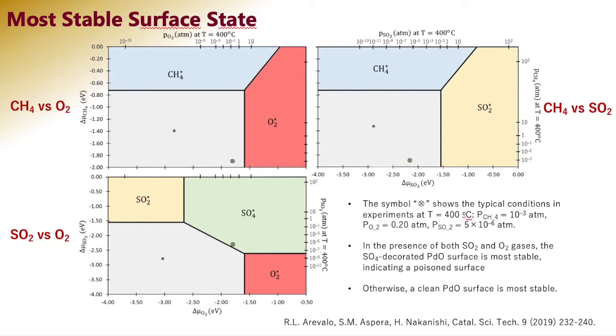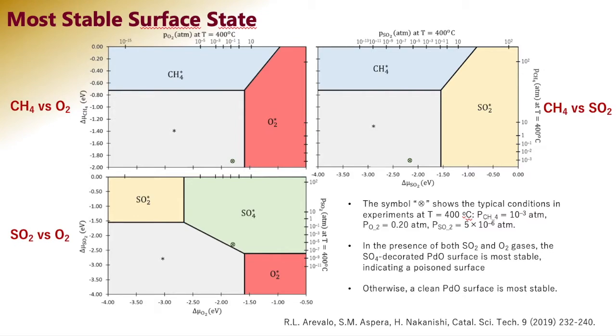Essentially, the figure shows the most stable, that is, the one with the lowest free energy, adsorbed species for a given chemical potential of gas phase molecules. The typical experimental conditions are indicated by the circled X symbol. It can be seen that for the first two phase diagrams that only show the chemical potentials of CH4 and either O2 or SO2, the bare surface is the most preferred.